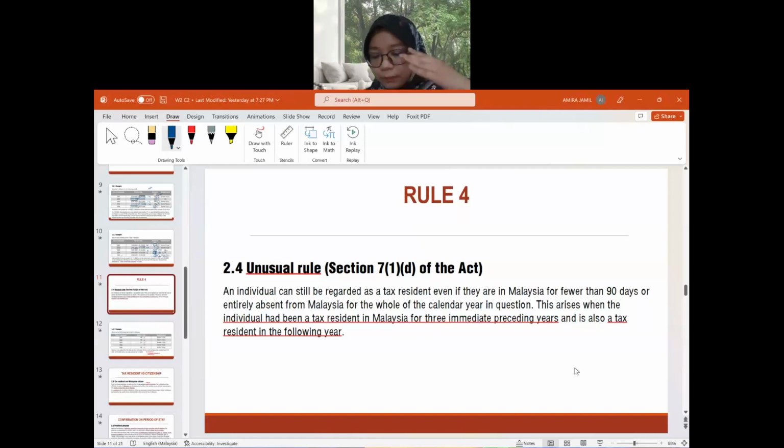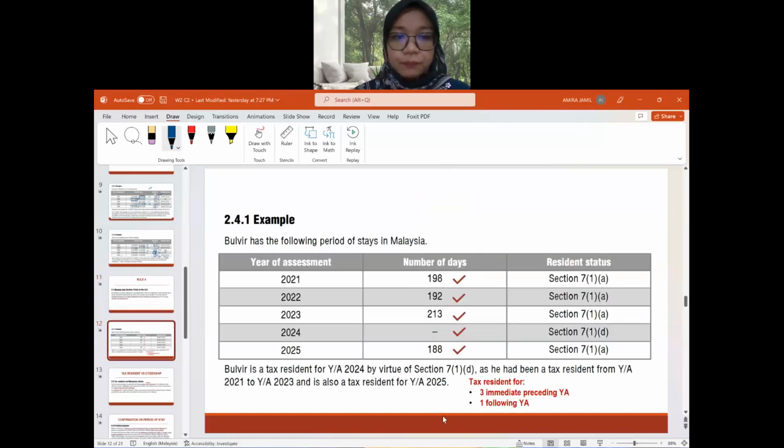Walaupun dia tak ada dekat Malaysia dalam masa lebih atau kurang daripada 90 hari, ataupun dia tak ada langsung dekat Malaysia tahun tu, tapi dia adalah considered as tax resident in 3 immediate preceding years. 3 tahun sebelum tu dia di-consider as tax resident, so tahun tu dia di-consider as tax resident too. This is the unusual rule.